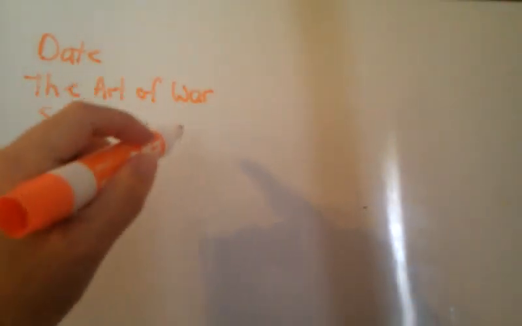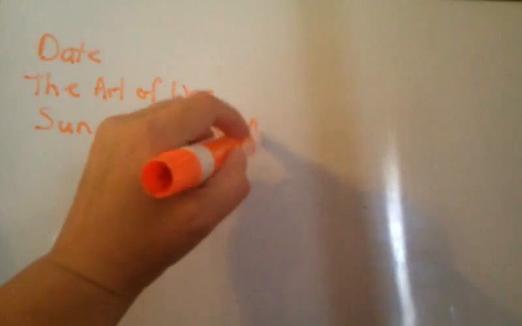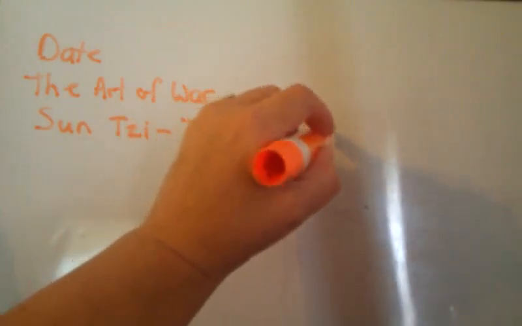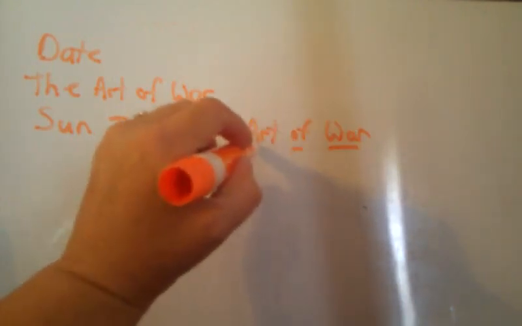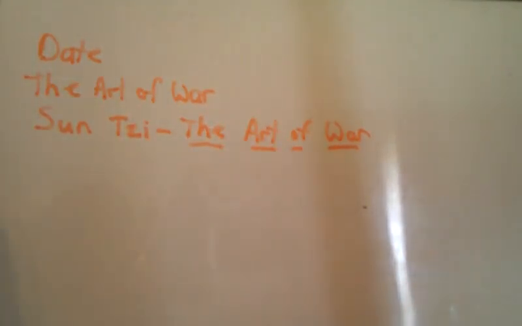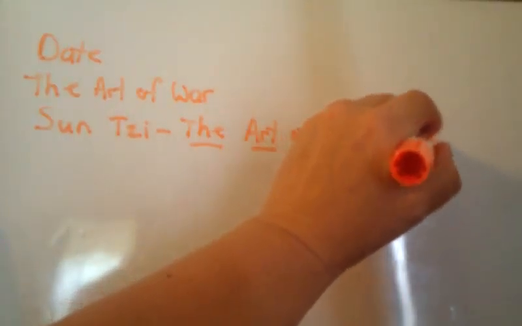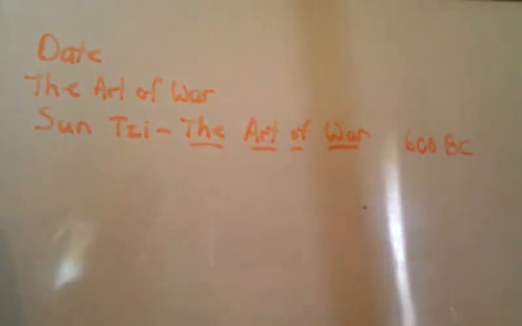Now fast forward to 1800 and the Napoleonic Wars for a moment. Okay, well before we do that, let's write this down. Sun Tzu wrote a book called The Art of War. And remember, it's a book, so we underline it. I didn't put the year on that, did I? I'm sorry. 600 BC, around 600 years before Christ.